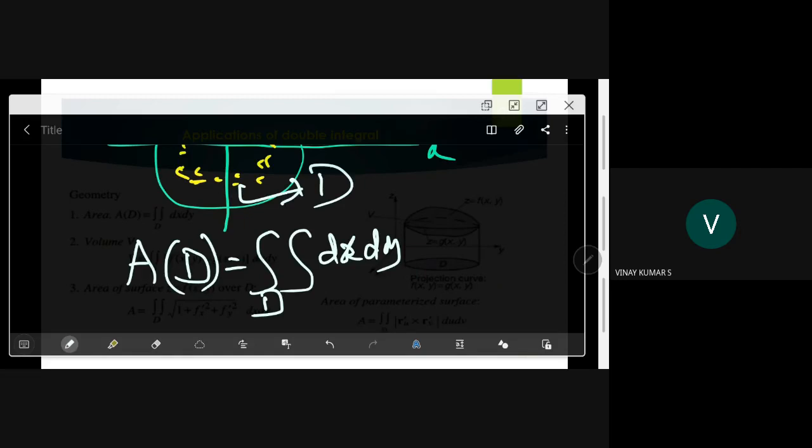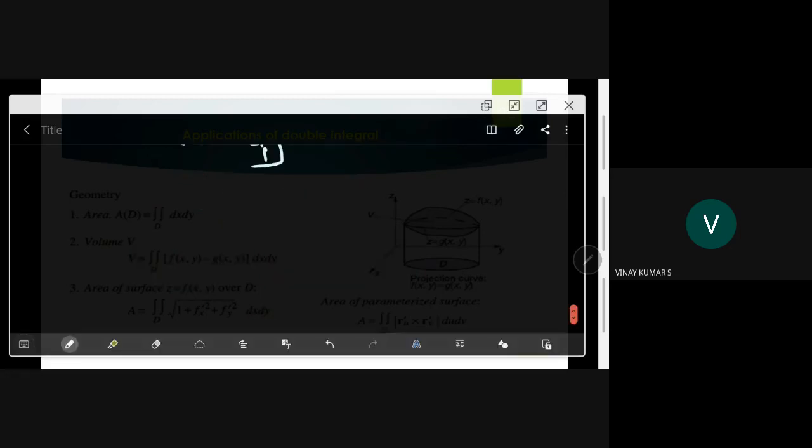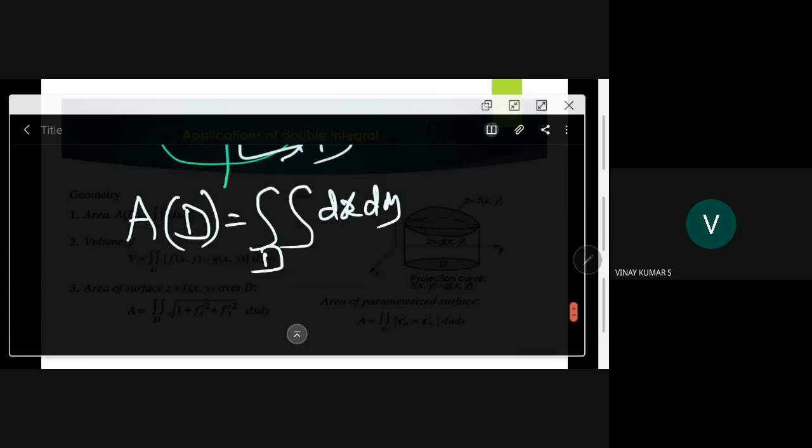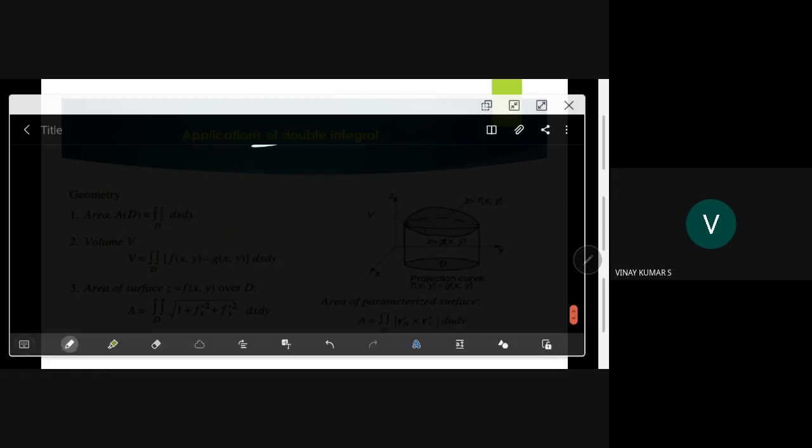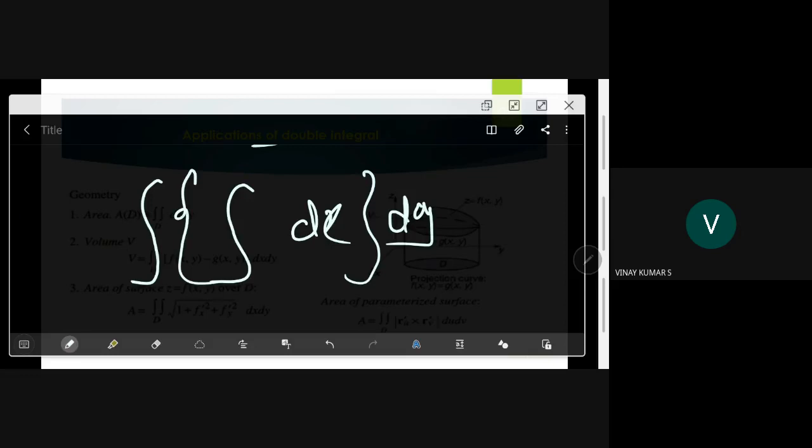Okay, now see, if you want to integrate, then what did I tell you? You need to choose the order of integration. Okay, we'll do with respect to x first, followed by y. If that is the case, what is the integrand here? The integrand is 1, a constant, so you have 1 dx.